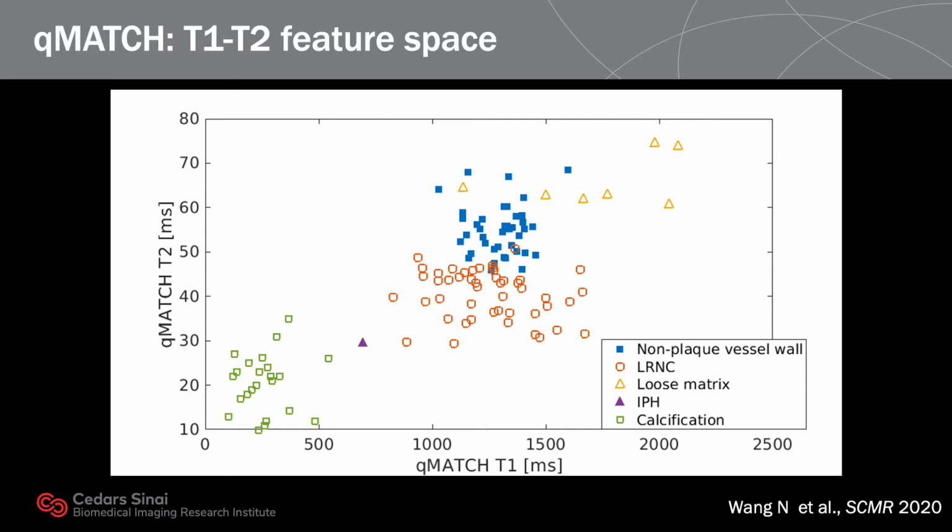Nian Wang from our group did a cluster analysis using both T1 and T2 values, showing clear separation of tissue types such as normal wall, lipid core, loose matrix, hemorrhage, and calcification.